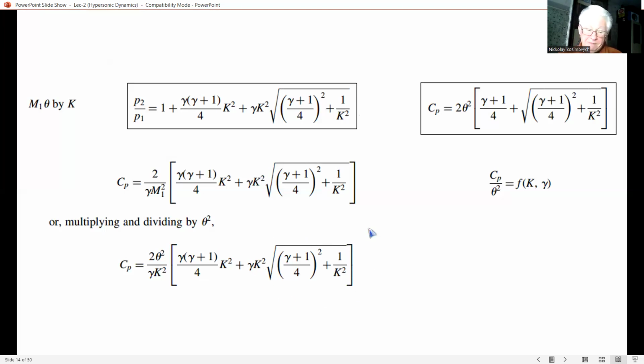Okay? But we should note from this equation that for hypersonic flow over wedges with a small deflection angle, Cp over theta squared will be a function of k. We will find later that relations analogous to this expression abound in the theory of hypersonic flow over slender bodies.